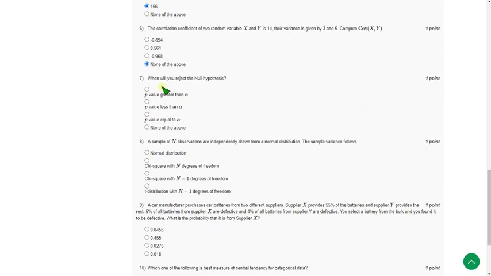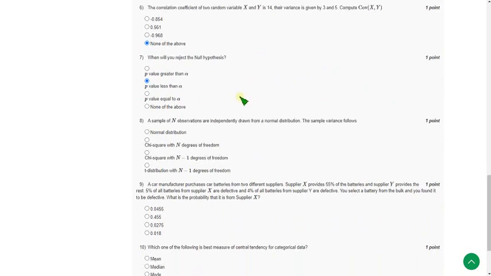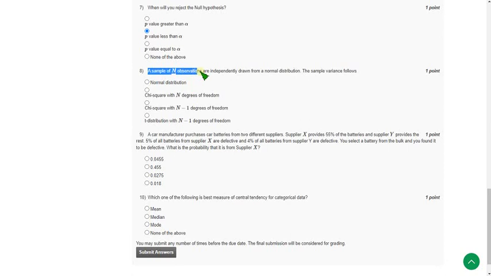And for the 7th one, when will you reject the null hypothesis? When p value is less than alpha. So 2nd option. And moving on to the 8th question, a sample of n observations are independently drawn from a normal distribution. The sample variance follows... So the solution is option 3, chi square with n minus 1 degrees of freedom. So the third option could be the probable answer.